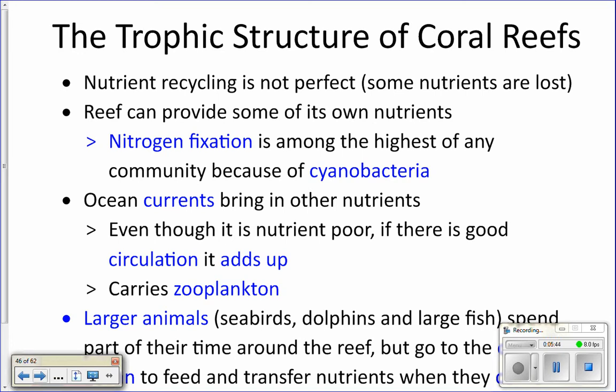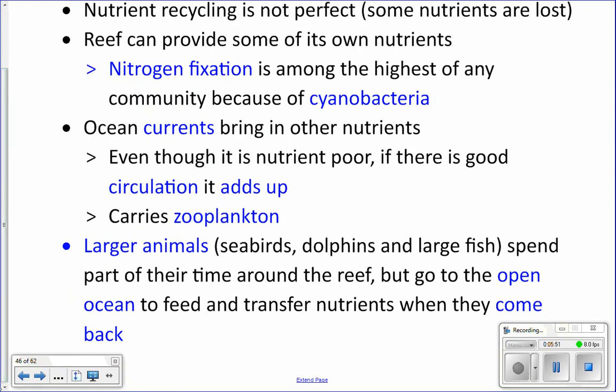Okay? Another way that you can get nutrients in is in the currents. The currents are nutrient poor, but there are pretty strong currents in the tropics, and even if it's got just a little bit of nutrients in it, a little bit over time with a strong current adds up. Okay? So you can get some nutrients brought in by the currents as well. And those currents will also carry zooplankton in to the corals to eat.